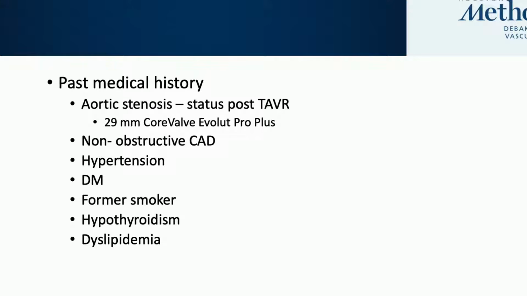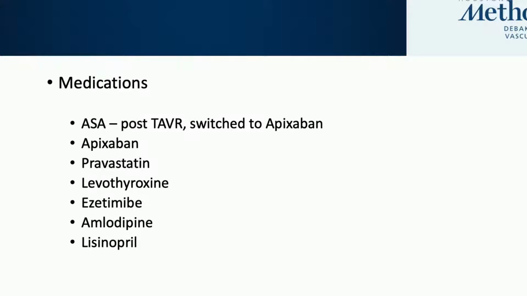His past medical history is aortic stenosis, status post-TAVR, and he got a 29 millimeter CoreValve Evolut Pro Plus. He has non-obstructive coronary artery disease, hypertension, diabetes. He's a former smoker, history of hypothyroidism and dyslipidemia. He was on aspirin post-TAVR, however that was switched, and we'll get to the bottom of it when we discuss the case, but he was switched to apixaban. He's currently on apixaban 5 milligram BID, pravastatin, levothyroxine, ezetimibe, amlodipine, and lisinopril.